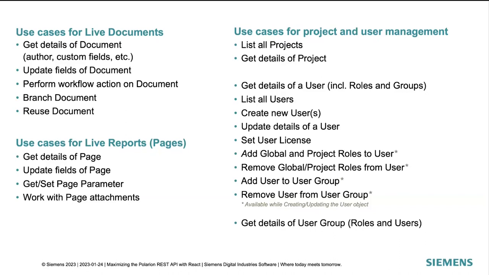On top of that, we've also worked on specific use cases that were directly influenced by early feedback that we got from our customers and partners. So we've added the possibility to list projects and get their details. And also it is now possible to create a new user, configure it, including setting a license for the user. So you can set the user's project roles and global roles, as well as add them to user groups. So this is the scope of the REST API that is now available already for Polarion 22R2.